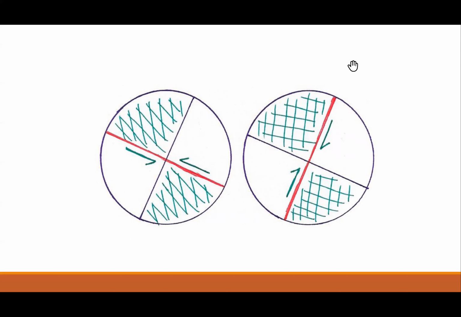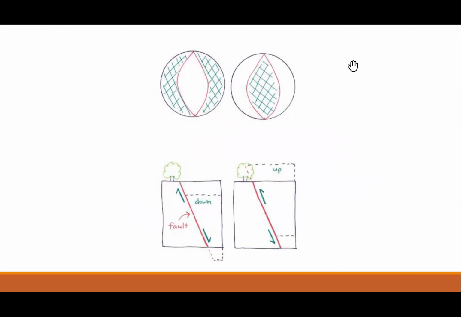The strike slip example could be a left lateral fault, the one which is on the left side, or a right lateral fault, the one which is on the right side of the picture. Example of a focal mechanism for a normal fault, which is on the left side, and a thrust fault, which is on the right side of the picture.